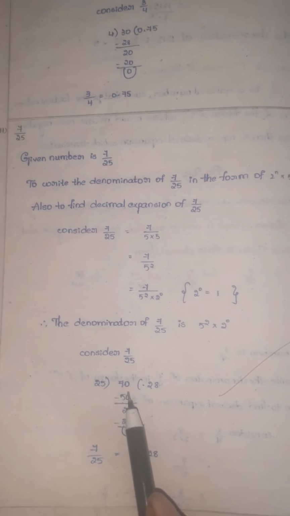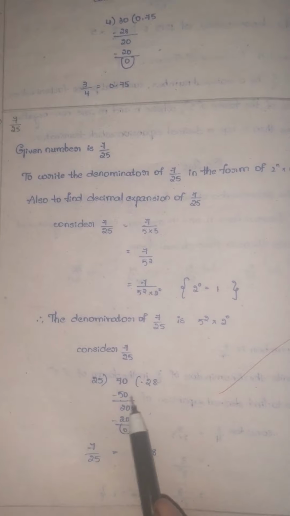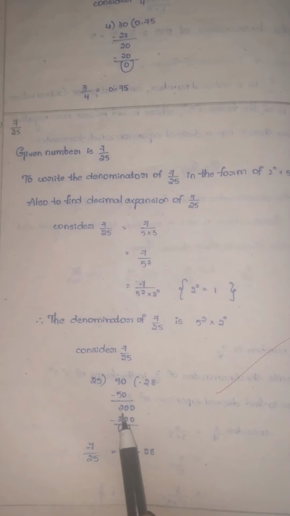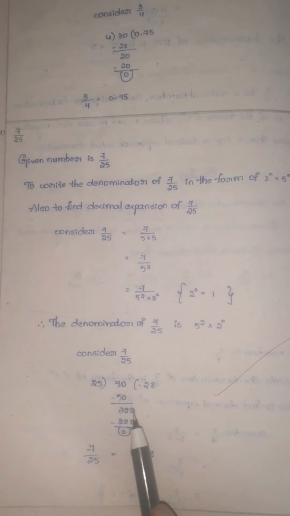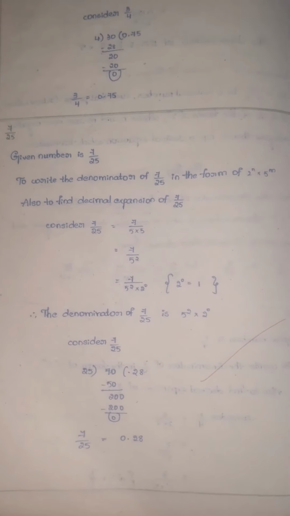Next, consider 7 by 25. 25 into 7 is not possible. Take the point and 0. 25 2s are 50. 70 minus 50 is 20. Again 25 table, 20 is not possible. The decimal is already taken, so 0 keep. 25 8s are 200. So 200 minus 200 is 0. So 7 by 25 is equal to 0.28.